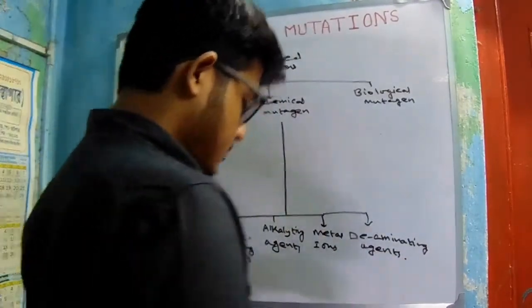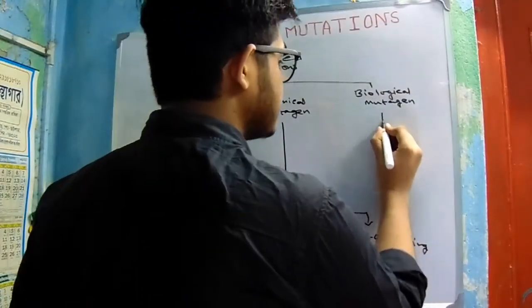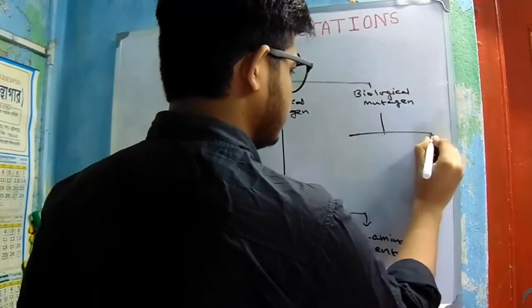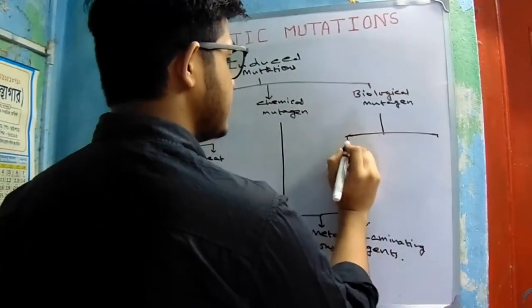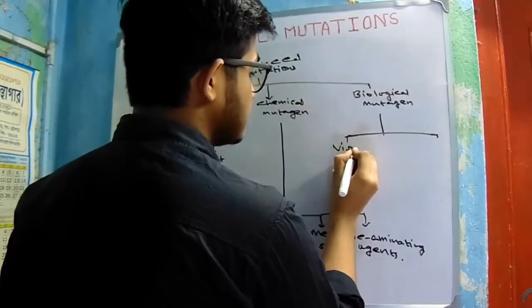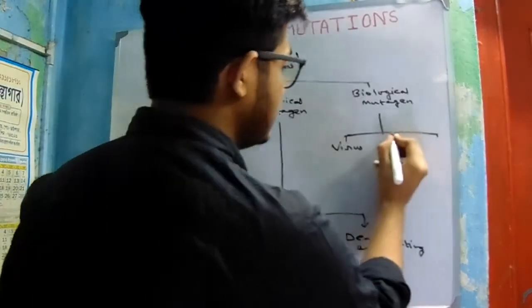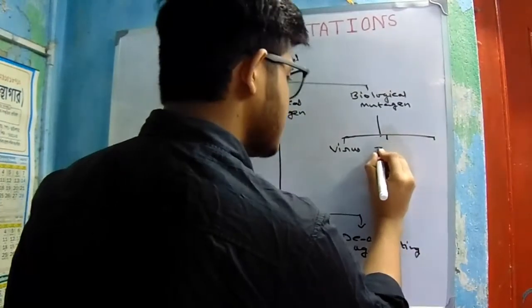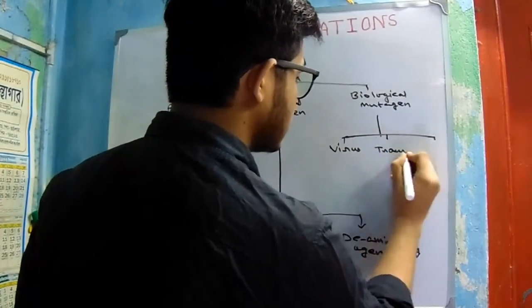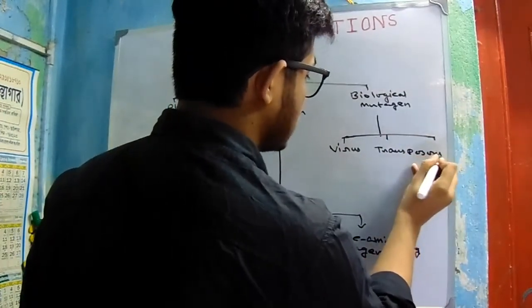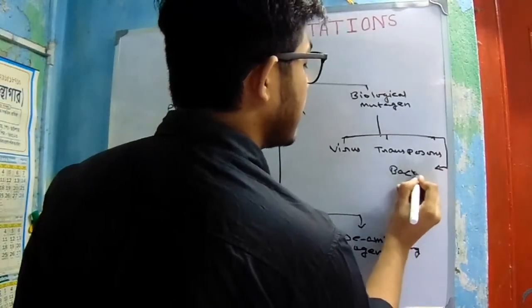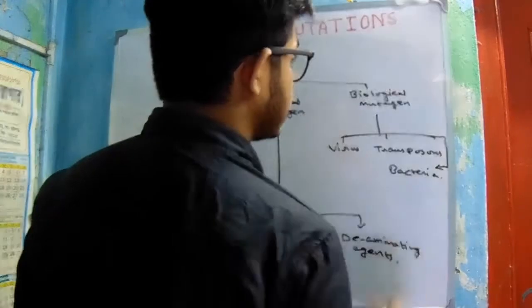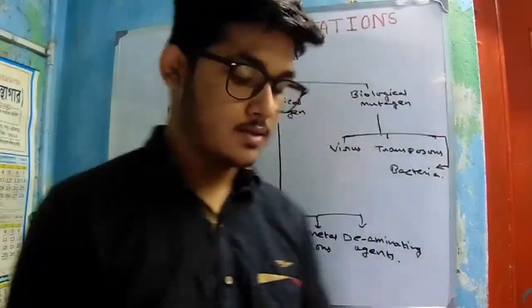And coming to the point of the biological mutagens, you can divide it into many points. I will show you some examples like virus, some bacteriophages maybe, transposomes, and bacteria also act as biological mutagens.